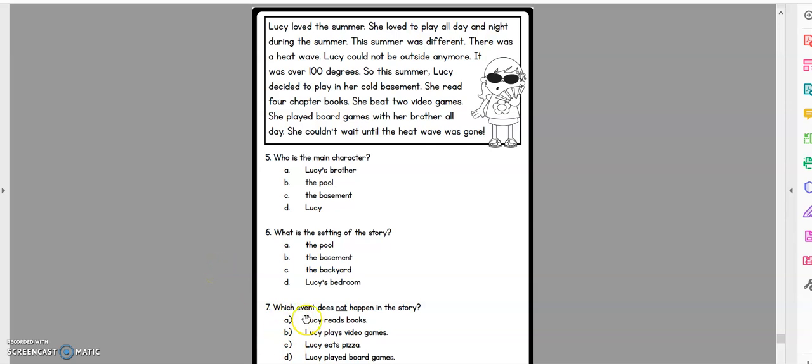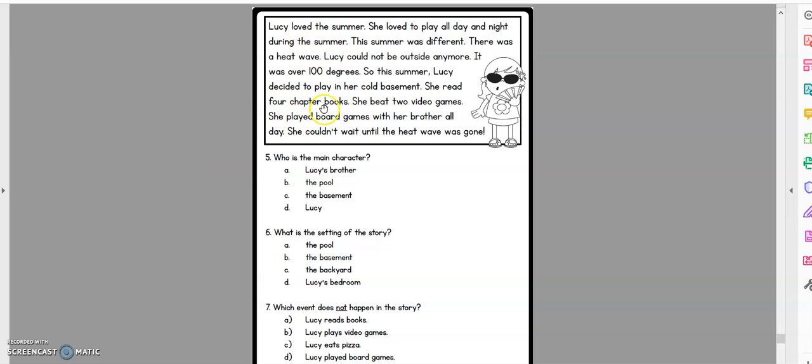And now let's look at this last question. Which event does not happen in the story? And that's really important, that word not. That means it doesn't happen in the story. If I go back and look, I can't find that piece of information in the text because it doesn't happen. So which one does not happen in the story? A, Lucy reads books. B, Lucy plays video games. C, Lucy eats pizza. D, Lucy played board games.